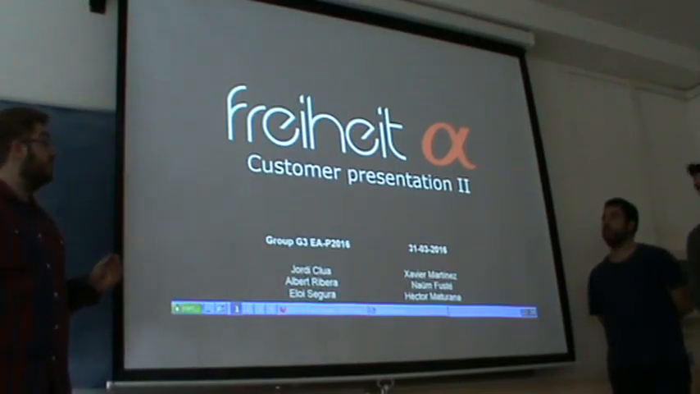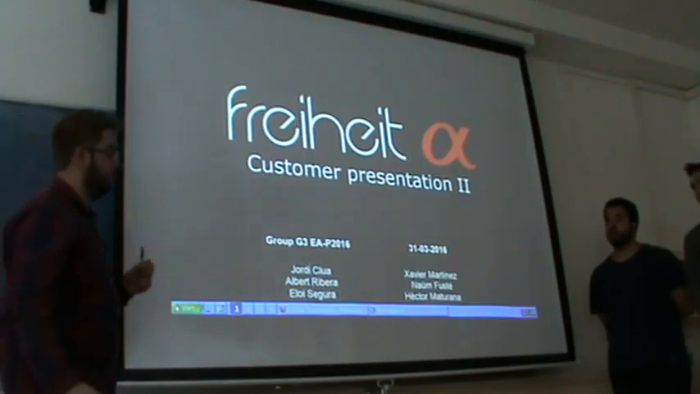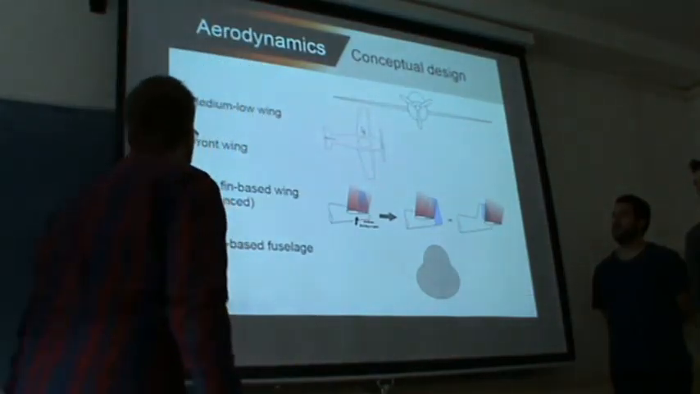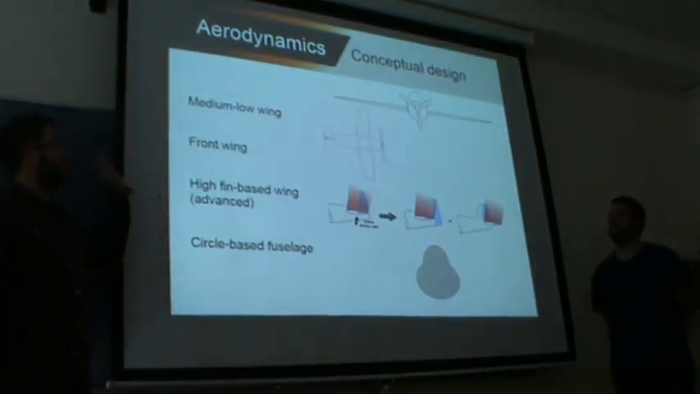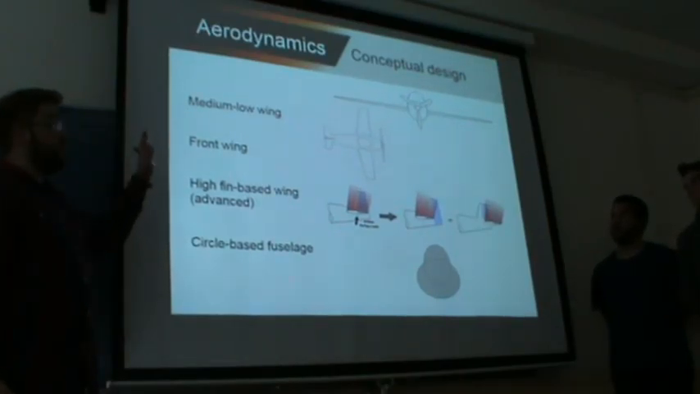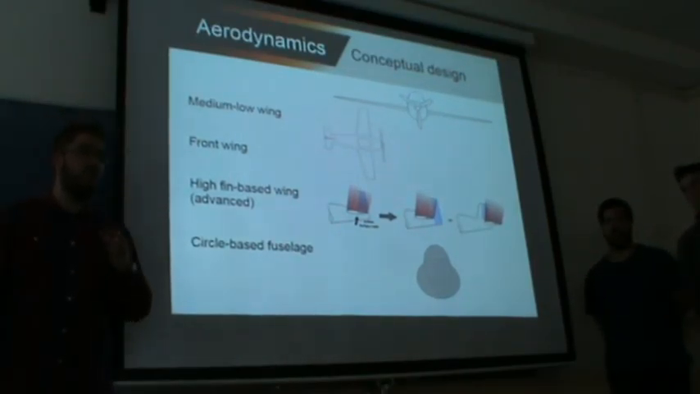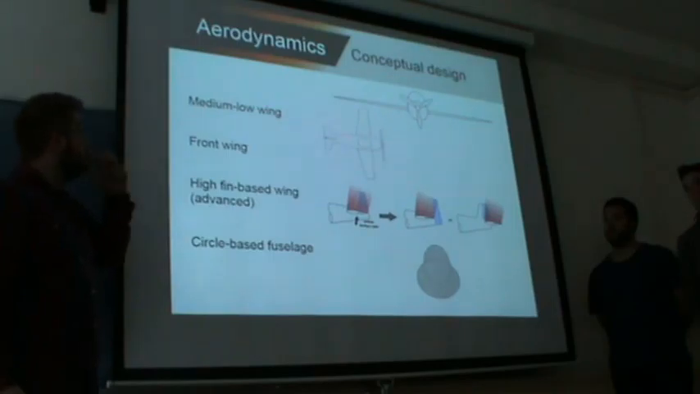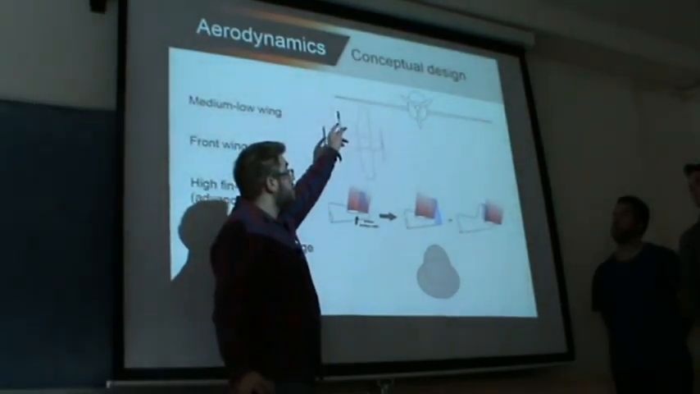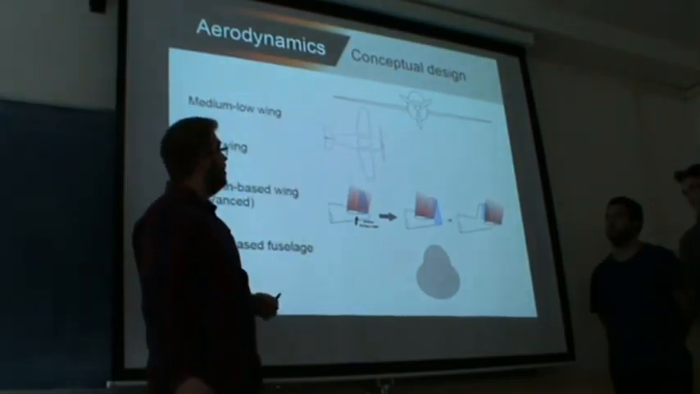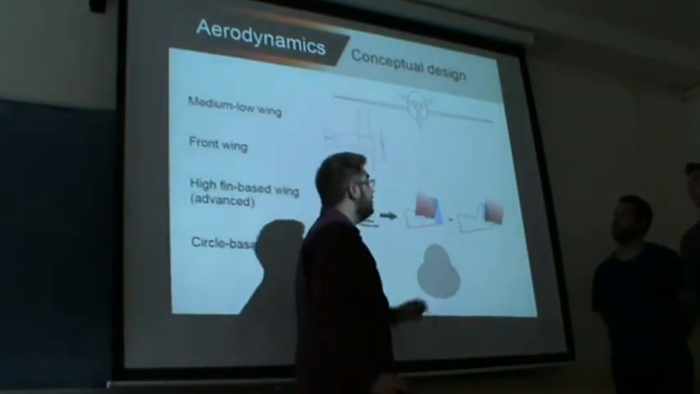We are going to begin with the aerodynamics department. We have begun with a conceptual design because we need to know what general aspect the airplane is going to have. For example, it's not the same to have a vertical distribution based on the top of the airplane, a high wing, than, for example, a low wing.